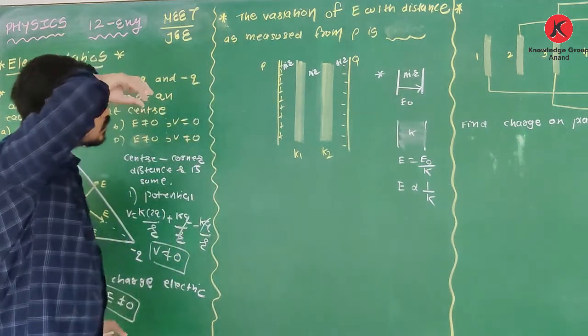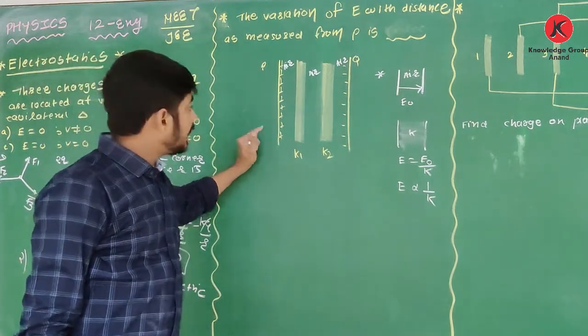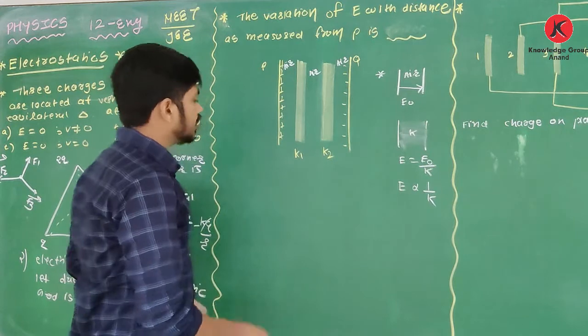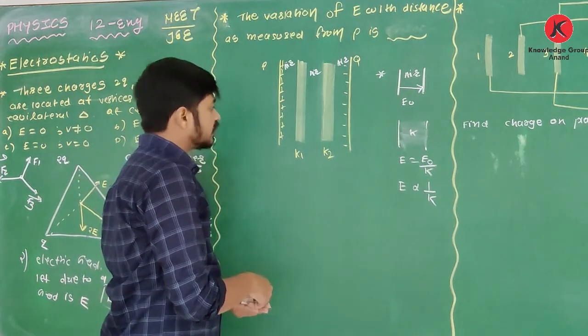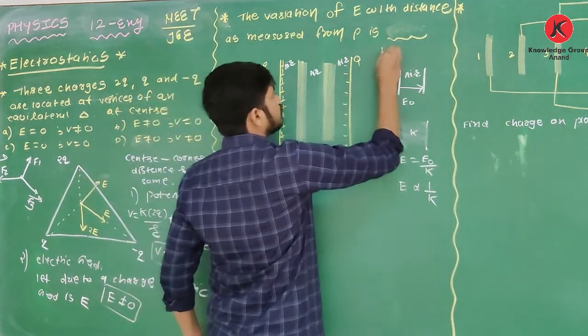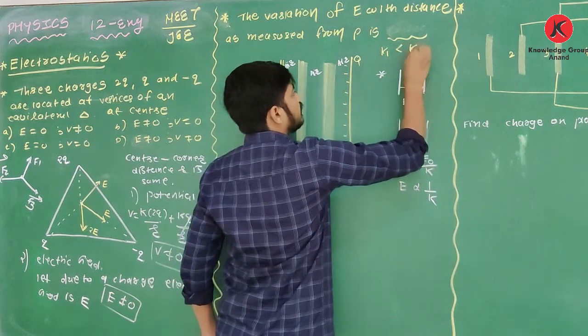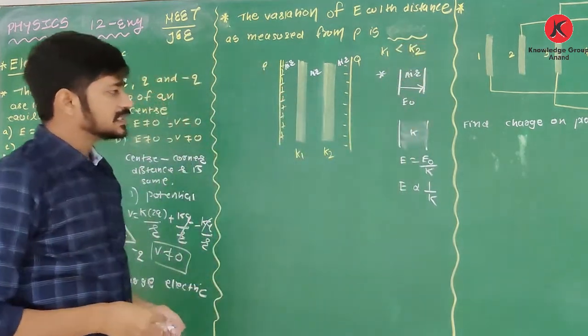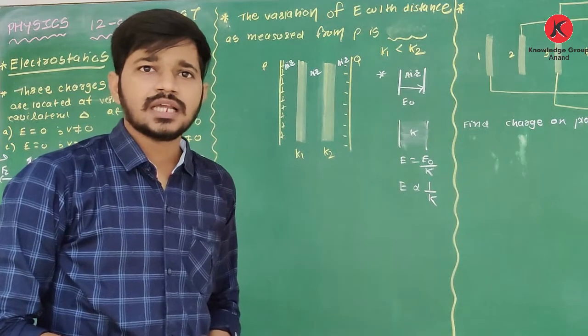E is proportional to 1 upon K. Clear? And here you are given one relation between K1 and K2, which is K1 is less than K2. Clear about this?